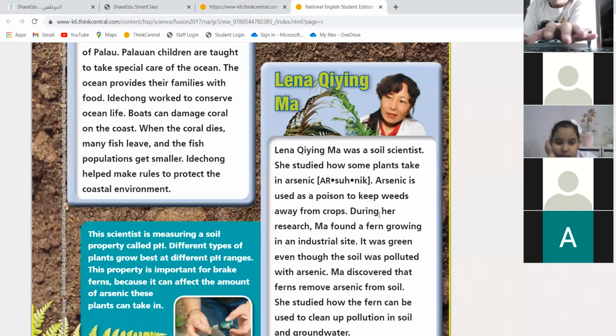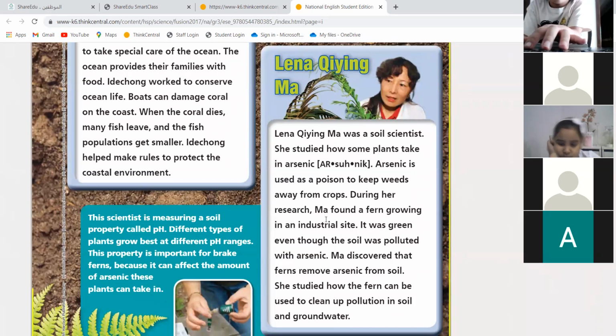During her research, Ma found a fern growing in an industrial site. What's an industrial site? An industrial site is where the factories are built or where they work. Most of the factories are there. It was green, even though the soil was polluted with arsenic. See? With poison. Arsenic is a poison.